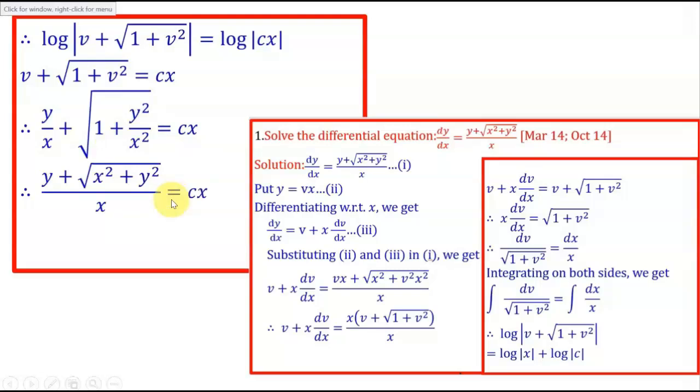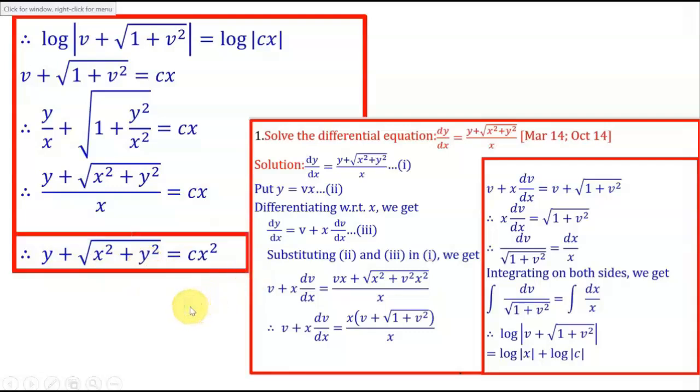Now simplification. Here the x square into 1, you will get x square plus y square upon x square. Root of x square is x, therefore in the denominator you will get x, therefore y plus root of x square plus y square upon x is equal to cx. Therefore after simplification you will have y plus root of x square plus y square is equal to cx square.